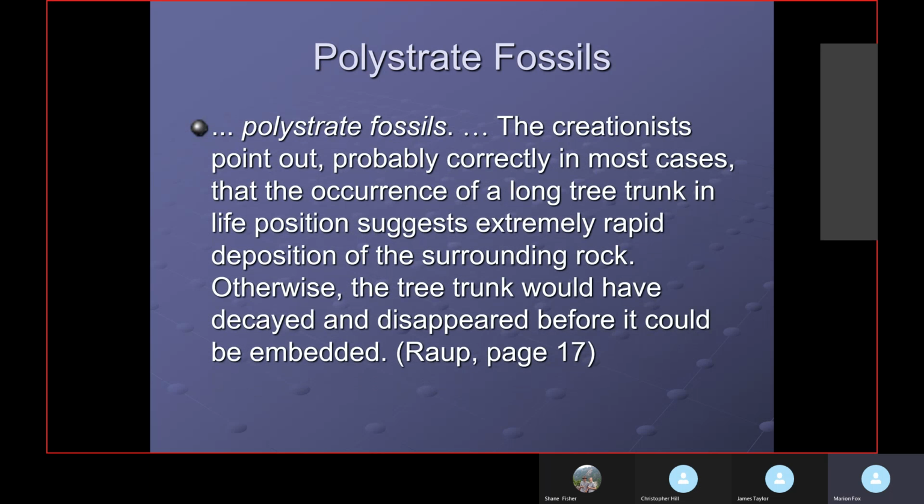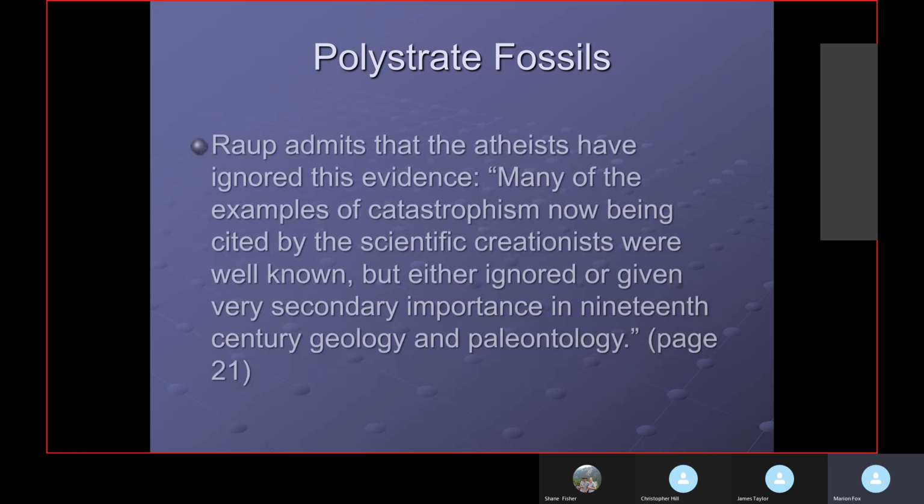Now Ropp does, and he's an atheist. He writes, polystrate fossils, the creationists point out, probably correctly in most cases, that the occurrence of a long tree trunk in live position suggests extremely rapid deposition of the surrounding rock. He admits that. Otherwise, the tree trunk would have decayed and disappeared before it could be embedded. Now, Ropp is an atheist. Now, keep that in mind.